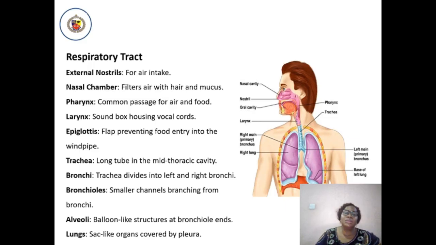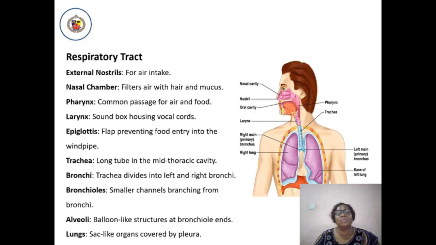The topic now is medical surgical nursing, and the main topic is the respiratory tract. You can see the diagram of the respiratory tract. We have the external nostrils, which are mainly for air intake, and the nasal chamber, which filters air with hair and mucus.